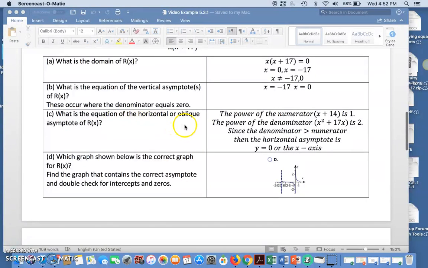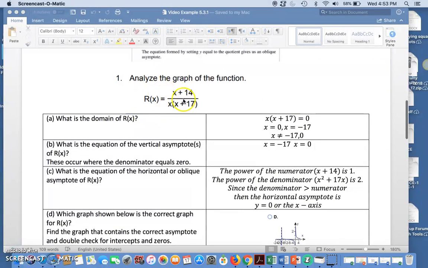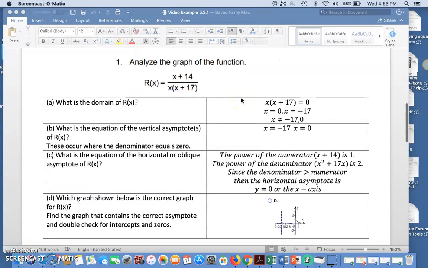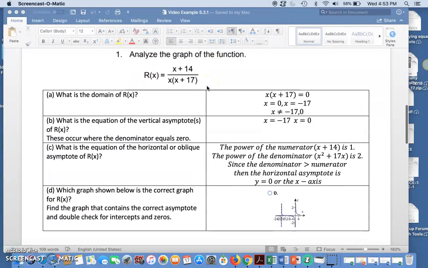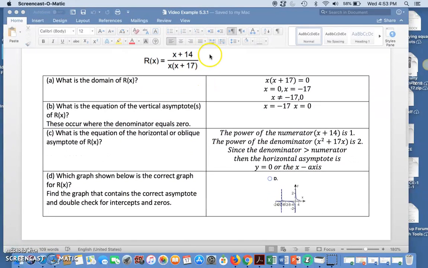What is the equation of the horizontal or the oblique? Well, the top power is 1. The bottom power, if you multiply this together, is x squared plus 17x. So the larger power is on the bottom. So the bottom gets larger faster, and your horizontal asymptote would be y equals 0, or it's the x-axis. Okay?